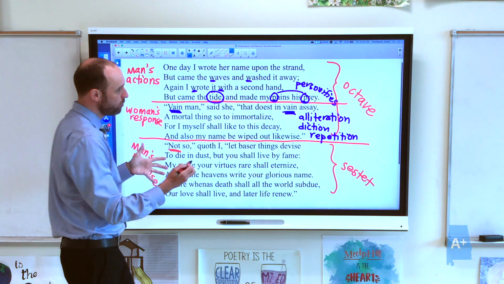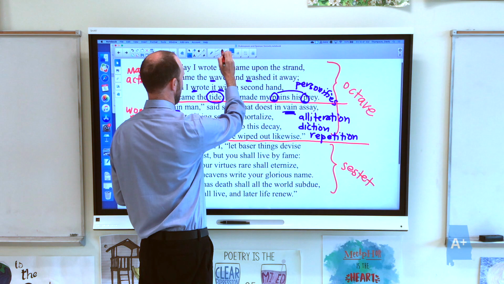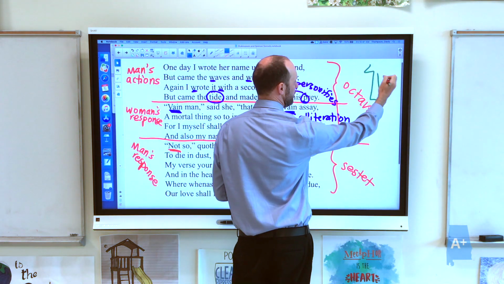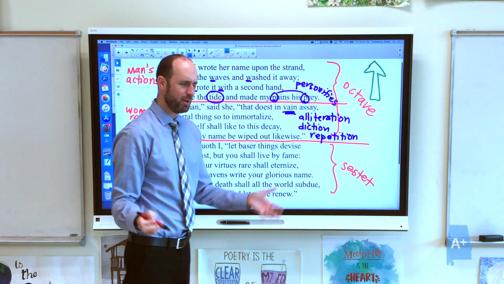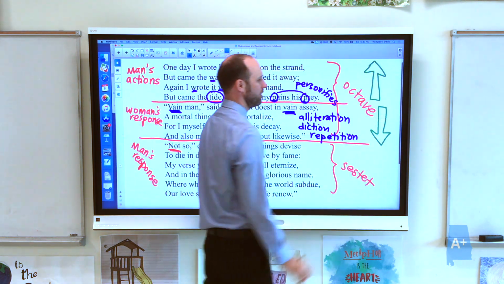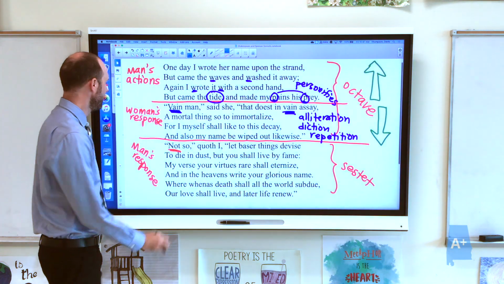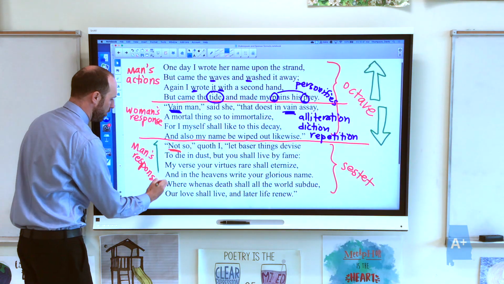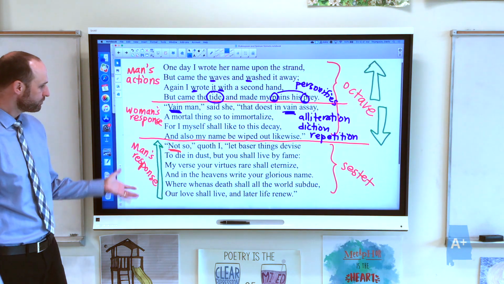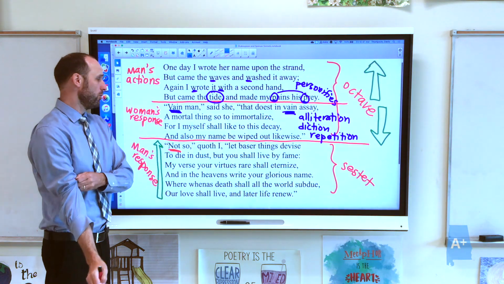So in some ways, I like to draw arrows when I analyze sonnets to see that this is kind of an upward movement of the poem. He's like, I'm going to make your name last forever. And then this is kind of a negative downward movement of the poem where she's like, you cannot do that. And then in the very final part of the poem, the man gets to speak and tell her that she's wrong. Not so, quoth I.